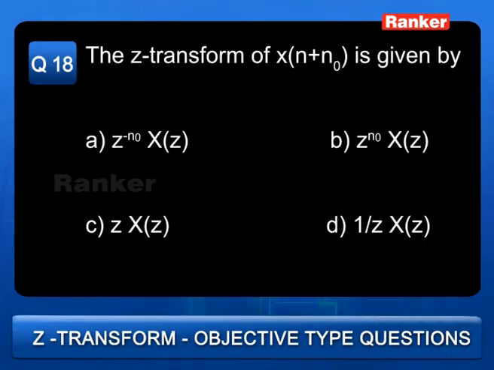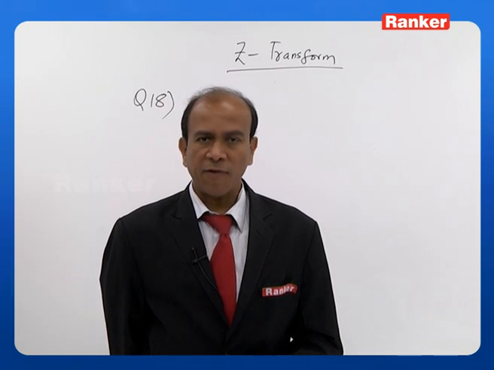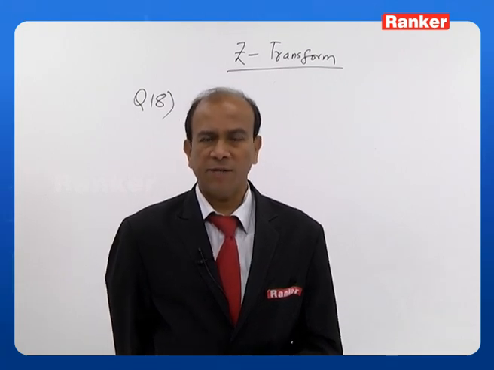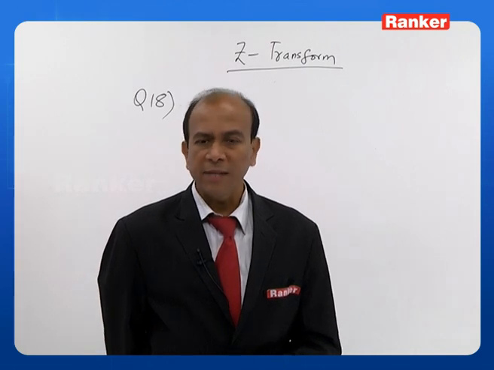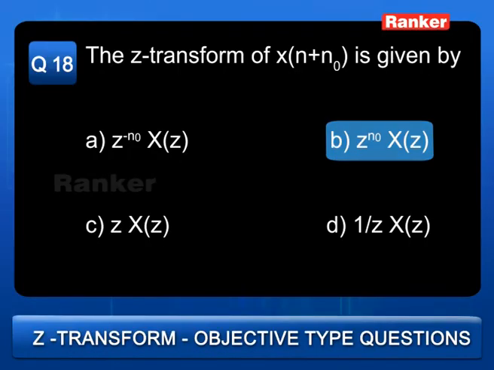Let us see question number 18. The z transform of x of n plus n naught is given by: a, z to the power of minus n naught x of z; b, z to the power of n naught x of z; c, z of x of z; and d, 1 by z x of z. This is derived from one of the properties of Z transform. If you understand the Z transform properties thoroughly, then answering these types of questions is very easy. So, the answer is B, that is z to the power of n naught x of z.